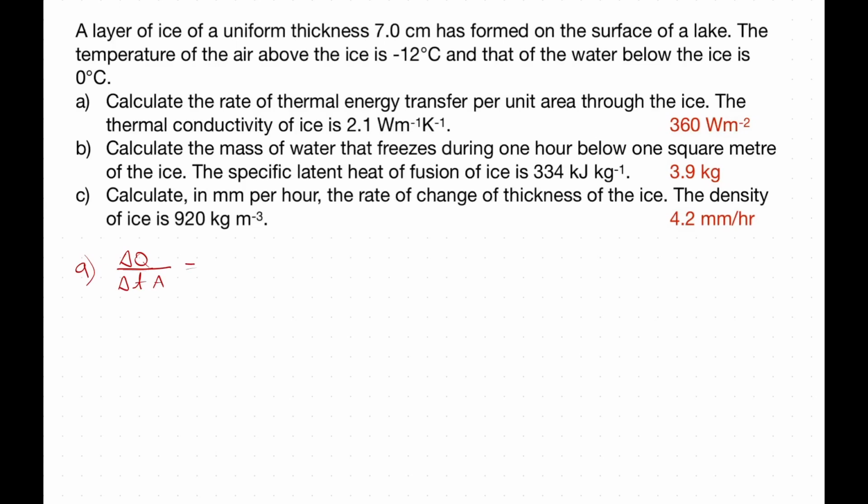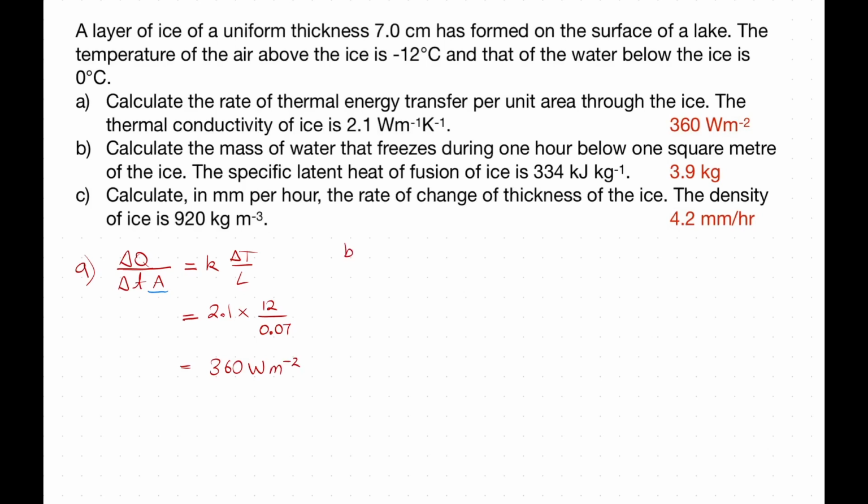And that is going to be equal to our formula of K delta T on L, which is then going to be equal to our 2.1 of the thermal conductivity of ice times the difference in temperature, which is just going to be 12 because we've got 0 and -12. So therefore, we're going to have a difference of 12, and our thickness is going to be 7 centimeters, so we're going to have 0.07 in our value there, which should come out as being 360 watts. But because we've got that area over here as well, we're going to have per meter squared.